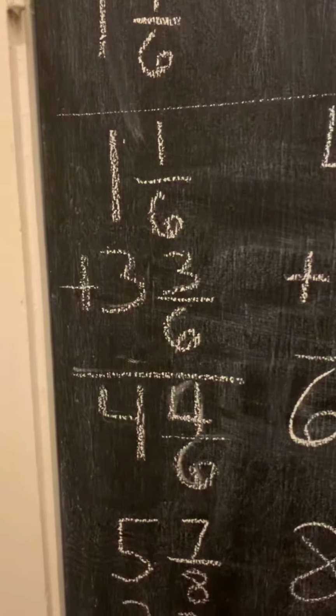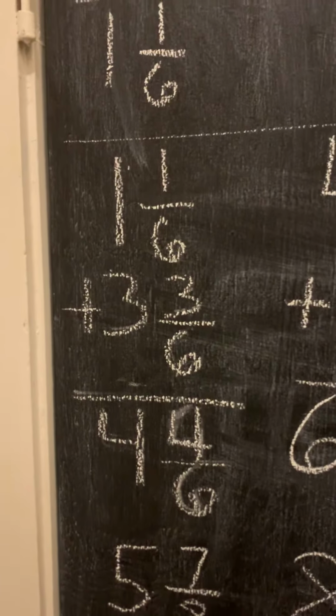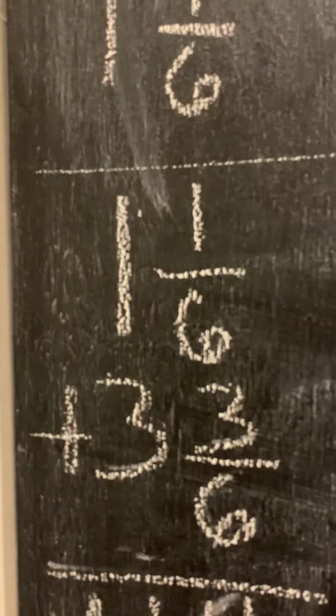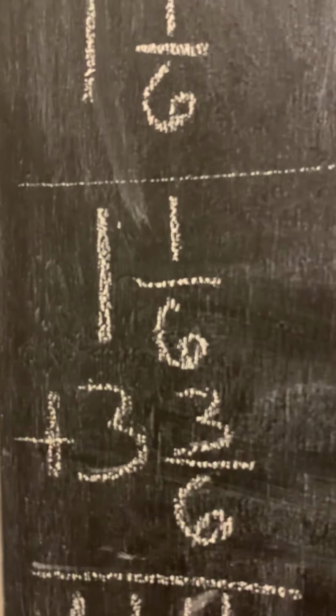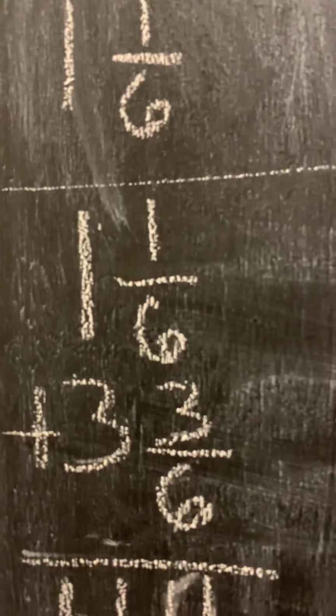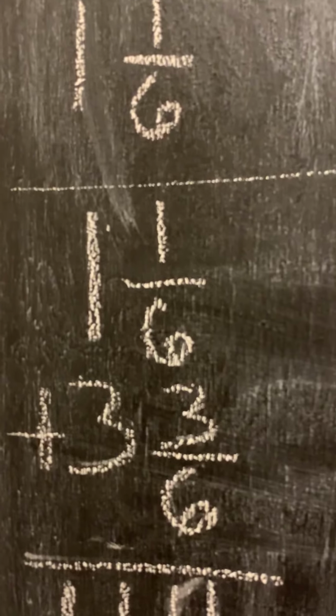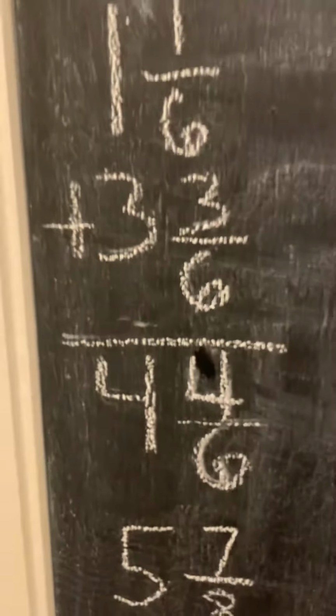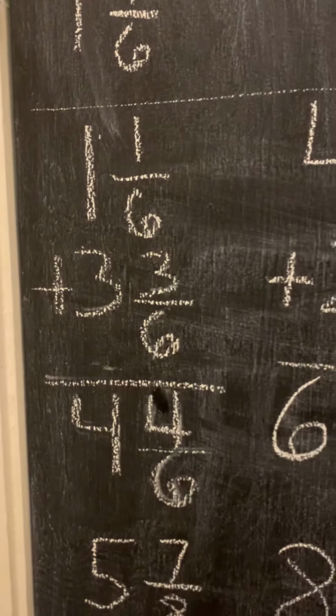Like I said, do your best with the models, but I think just with numerals, with numbers, you'll find it pretty easy. All right, 1 and 1/6 plus 3 and 3/6. I hope you saw the answer. All right, let's add the whole numbers together. 1 plus 3 equals 4. Let's add our fractions together. 1/6 plus 3/6 equals 4/6. 4 and 4/6. Sorry for the smudge mark. My board is getting harder and harder to clean every day.